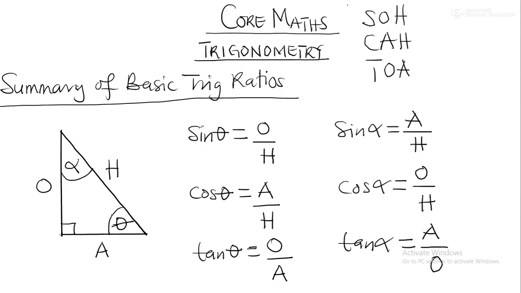And what's the name given to two angles that sum up to 90 degrees? What's the name? Oh, have you forgotten? It's called complementary angles. So complementary angles are two angles that sum up to what? 90 degrees. So two angles that sum up to 90 degrees are complementary angles. So alpha and theta are complementary angles.